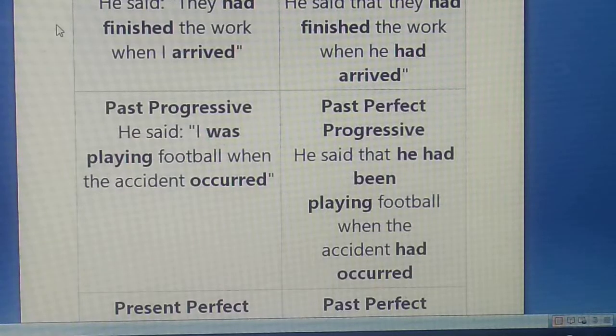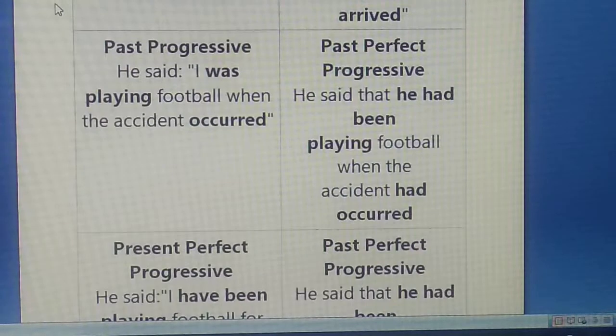He said, "I was playing football when the accident occurred." He said that he had been playing football. Past perfect continuous. Had been is past perfect. An -ing added to the verb play becomes continuous or progressive. Therefore, past perfect progressive or continuous.